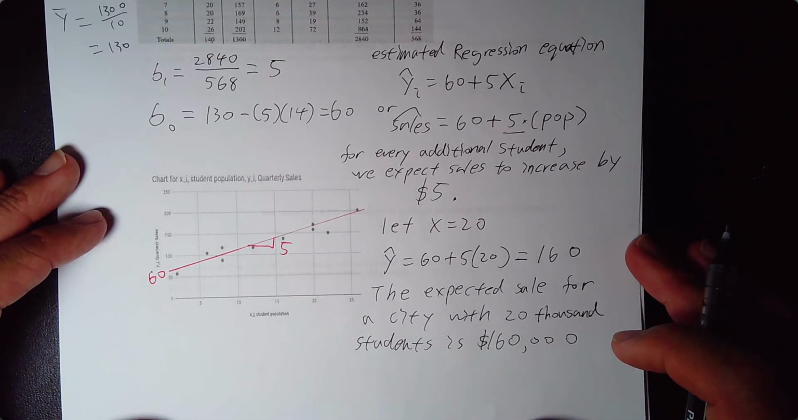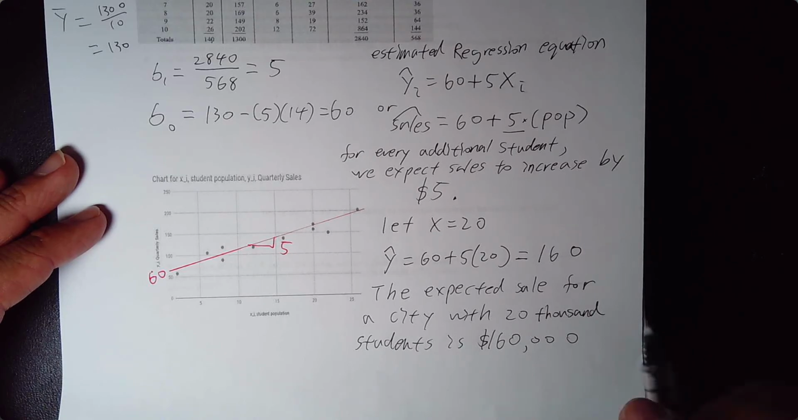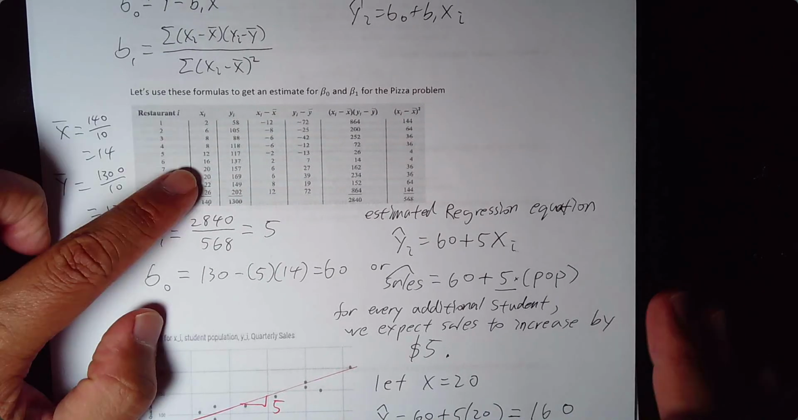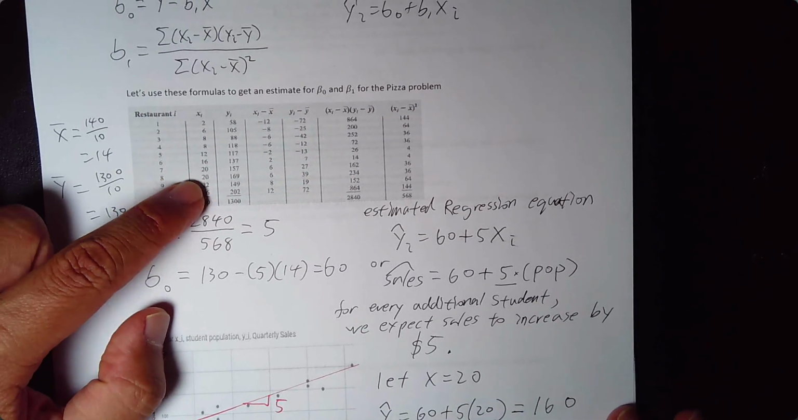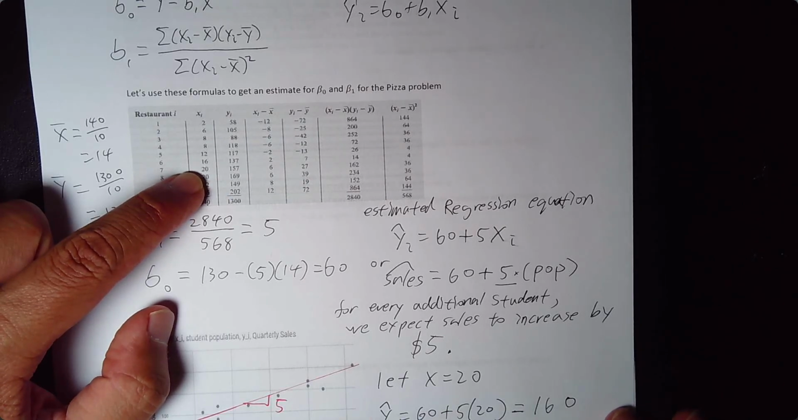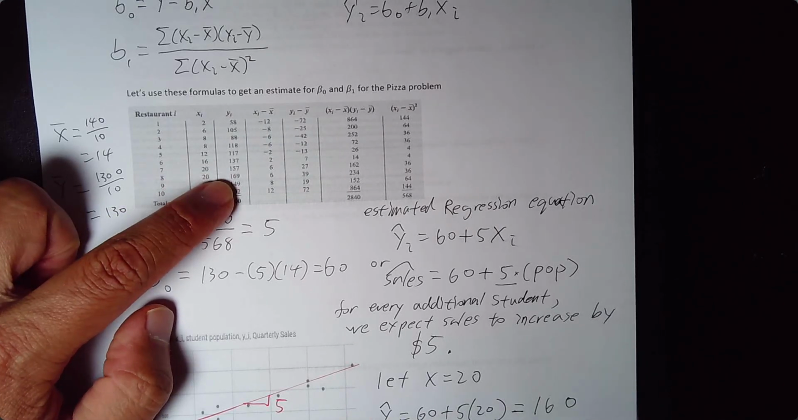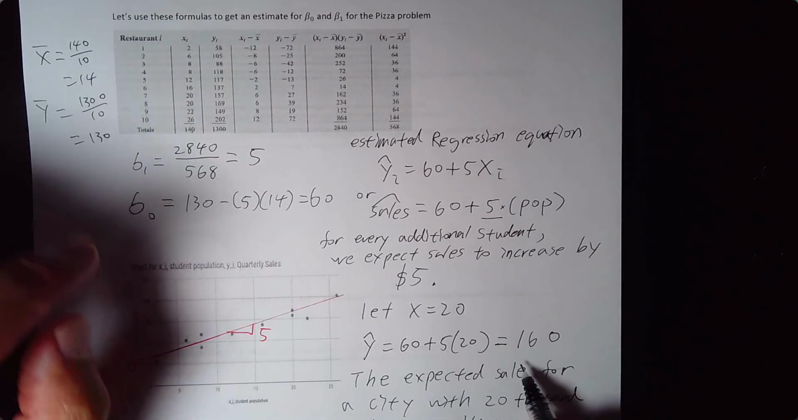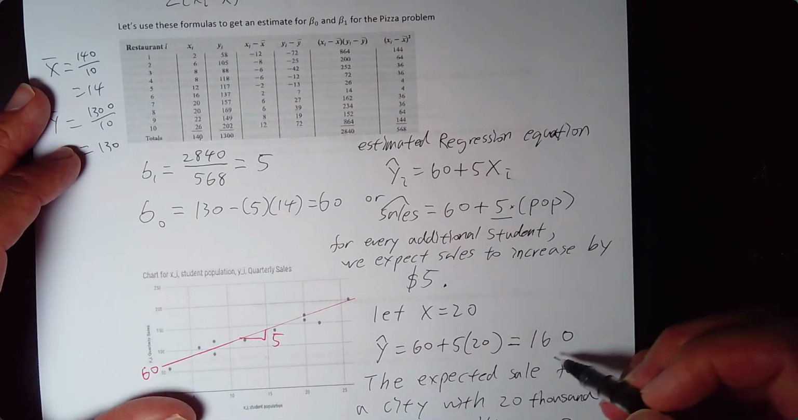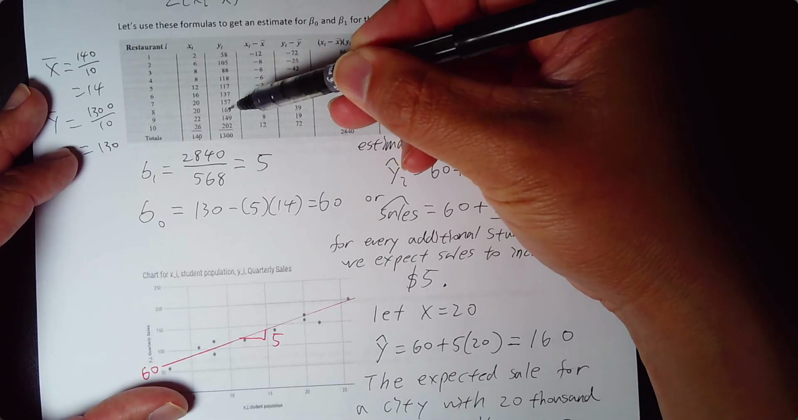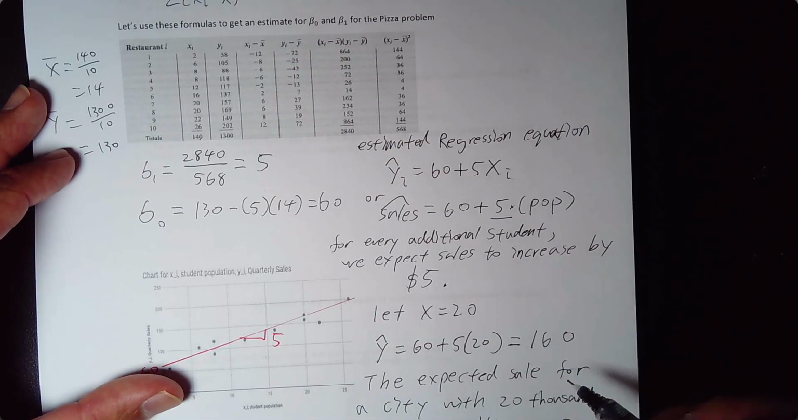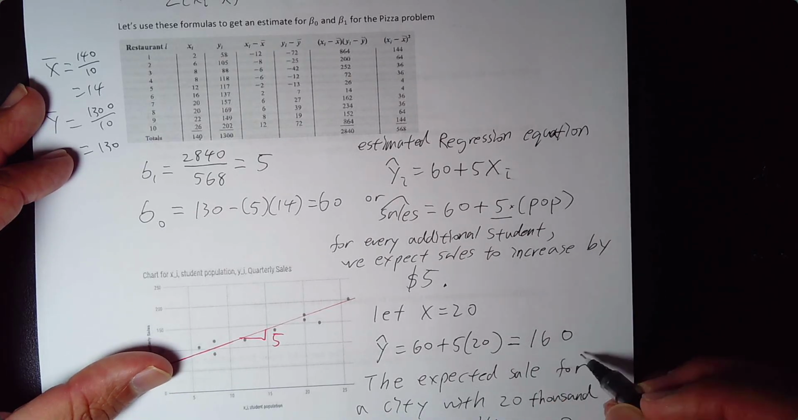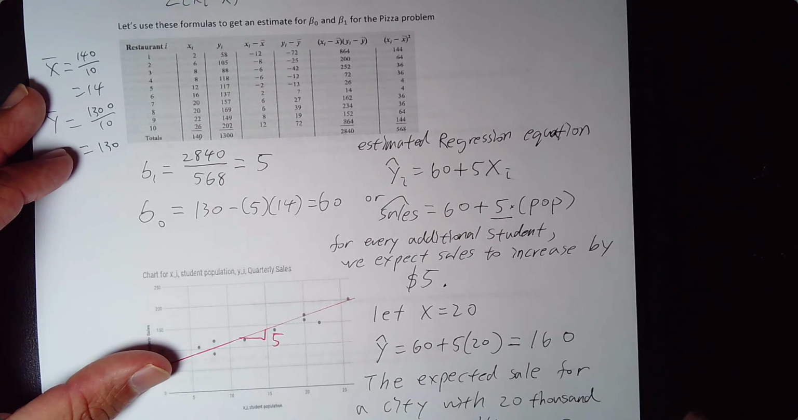Now notice we do have towns with 20,000 students in our sample, and neither of these is 160. So why is this? Is our prediction wrong? Well, no, because you see that 160 happens to be right between these two observations. What this 160 means is that, on average, if there's a town of 20,000 students, we expect the quarterly sales to be $160,000.